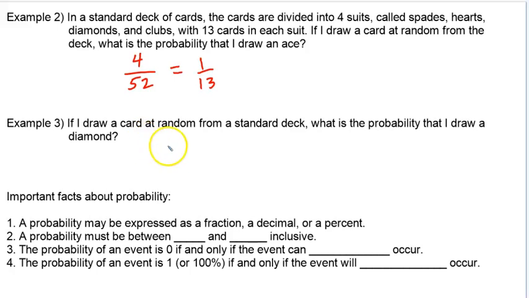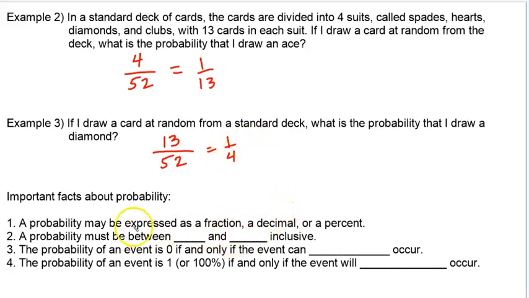All right, number 3, if I draw a card at random from a standard deck, what's the probability that I will draw a diamond? Well, remember, there's 13 overall diamond cards. There's 13 cards in that suit. So we take the 13, that's the number of favorable outcomes that matches what we're looking for, 13 diamonds out of 52 total cards, and reduce, and we get 1 out of 4.